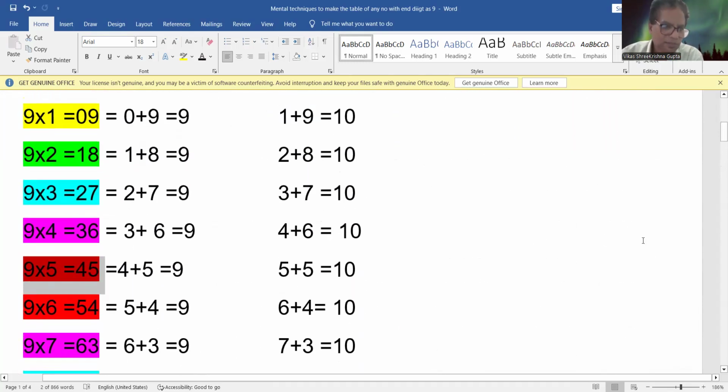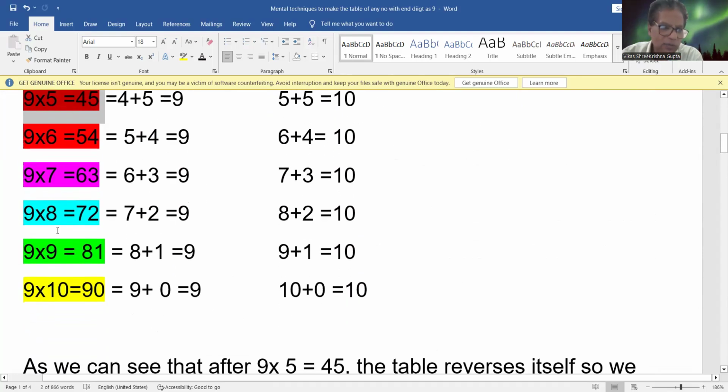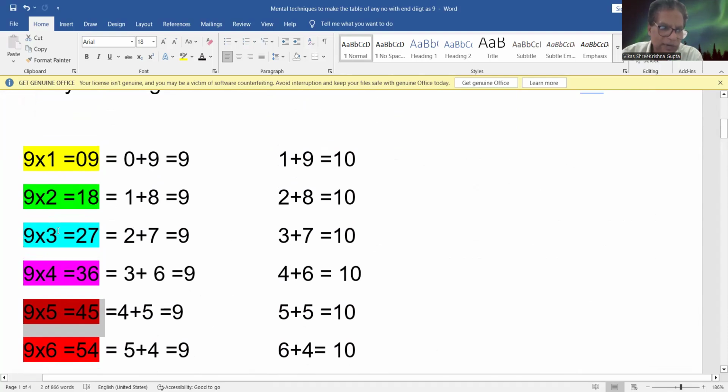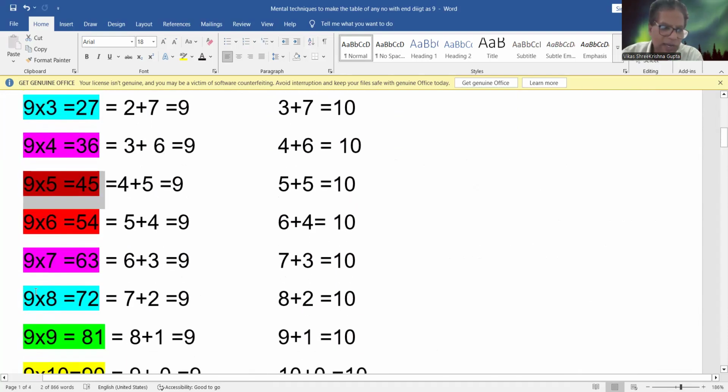Now you see 9 into 3 is 27, and 9 into 8 is 72. When I subtract 27 from 72, what do I get? 9 into 8 minus 9 into 3. So I get 9 common. 8 minus 3 is 5, and 5 into 9 is 45.